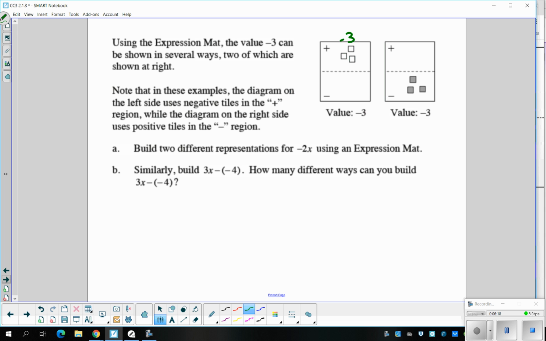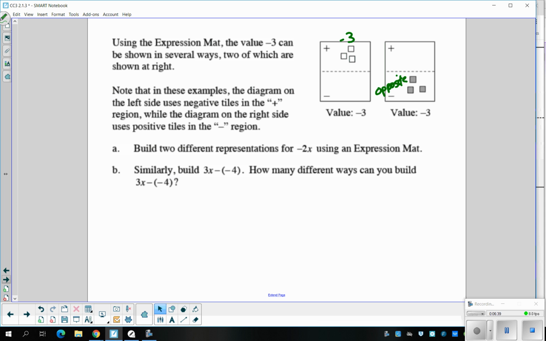On the bottom, you have to think these are in the opposite region. So it's opposite of what you see. So it's the opposite of +3, because see how these are shaded in? So the opposite of +3 is also -3. So it's just another way that I can show that.